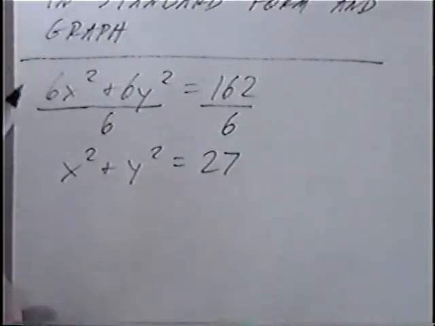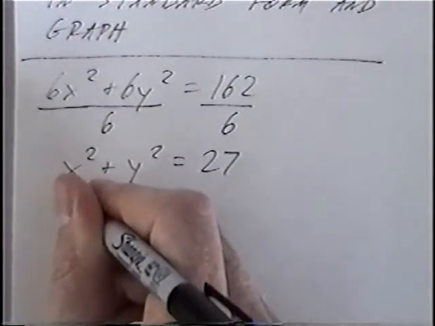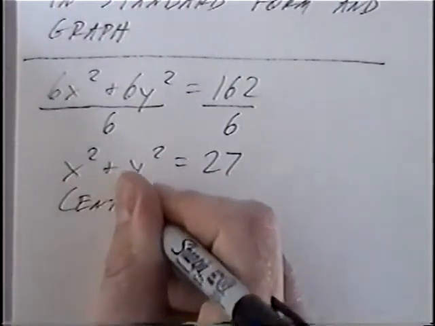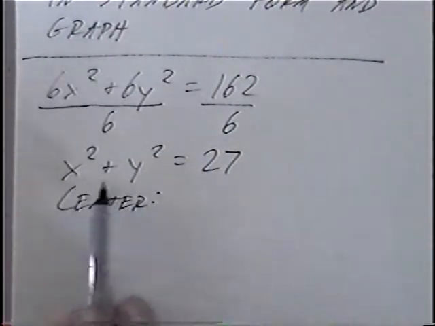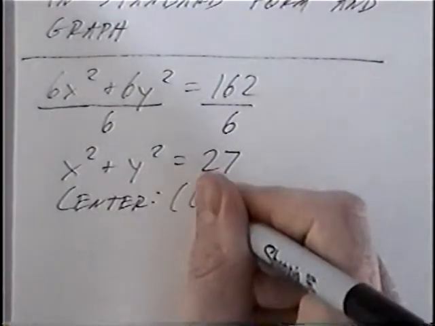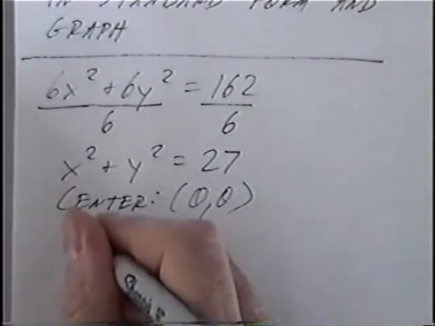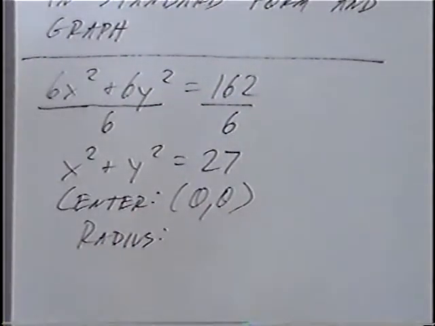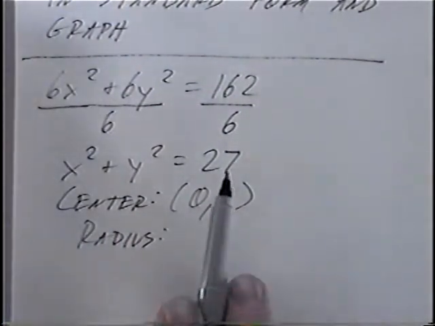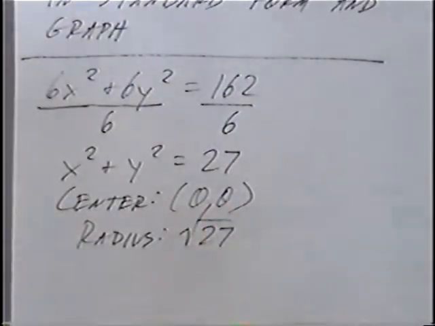Second part of the question is to graph. For a circle, we need the center. The center again would be the numbers next to the x and the y. There's no numbers, so the center would be 0, 0. And also for a circle, we need the radius. The radius is the number equal to 27, but we'll take the square root of 27.